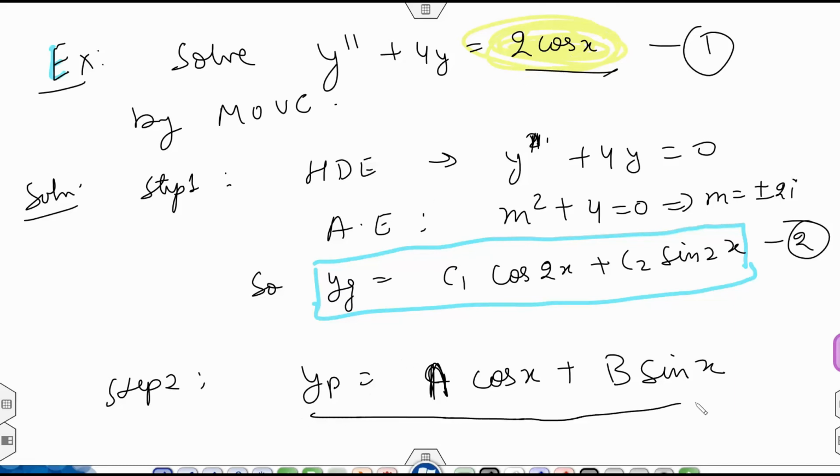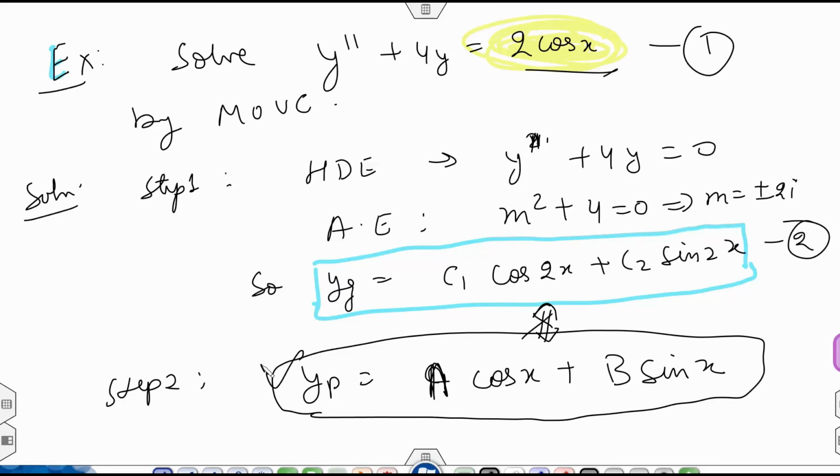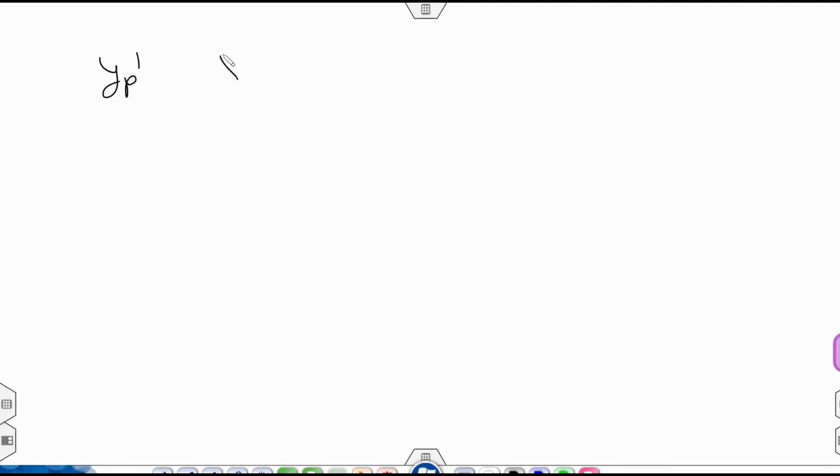Now you can see that your yp cannot be generated from yg, because here we have 2x and here we have coefficients like sin x and cos x. So these both are not similar, and so our trial solution will be this only. If we had cos 2x here, we would have multiplied by x, but since it is not cos 2x, it is cos x, we will leave our trial solution as this only. So we will do yp dash and yp double dash.